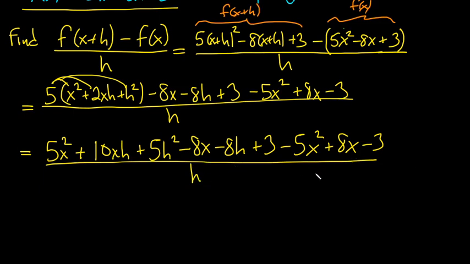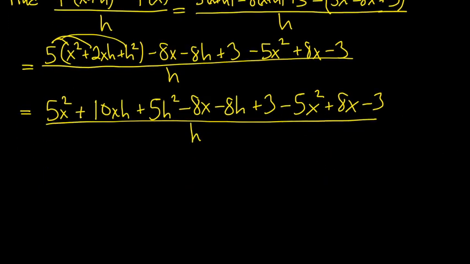Okay, so yeah, you get this big mess. However, it should simplify considerably. If you look at the numerator carefully, here we have a positive 5x squared. We have a negative 5x squared. When you add them up, you just get 0. So they cancel.